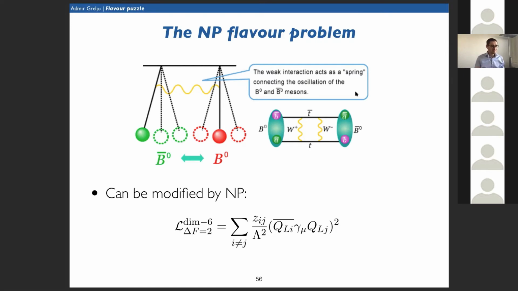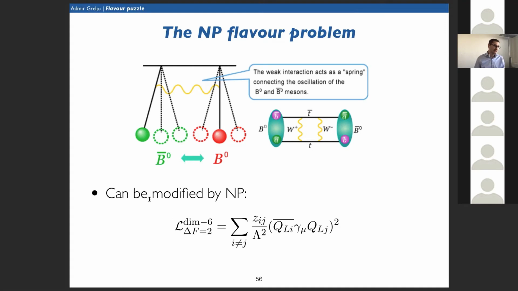we have measured certain rare transitions in the standard model. For example, the oscillations of a neutral meson. For instance, here you can see a Feynman diagram in the standard model for a B0 oscillating into B0 bar. By measuring these oscillations, we can set very stringent constraints on new physics.